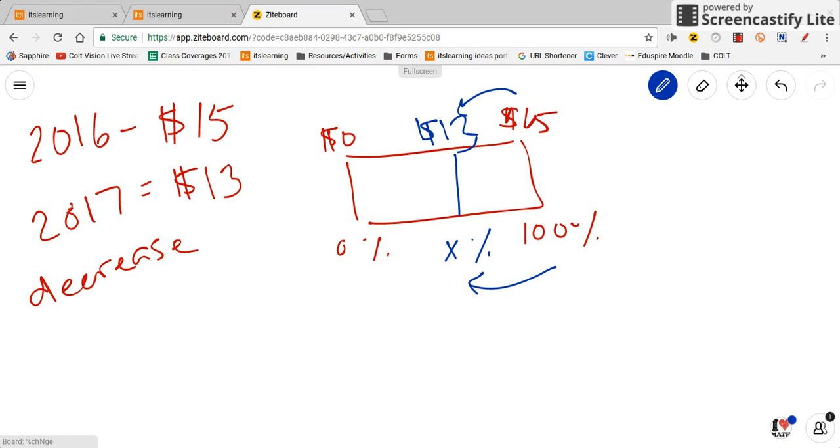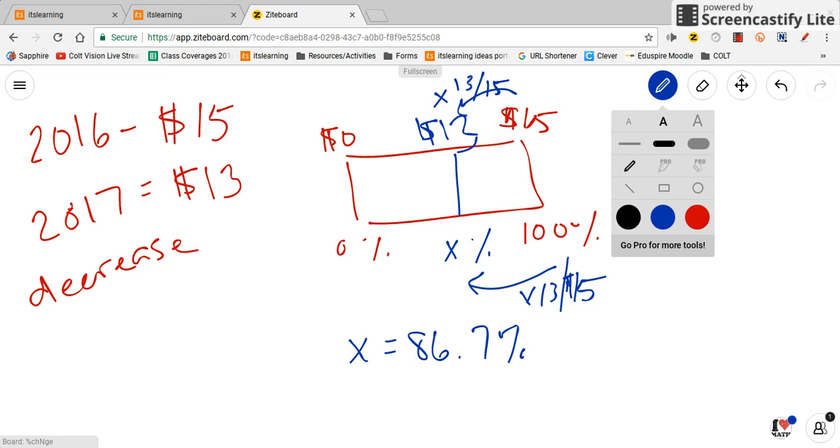This time I'm going to do 13 divided by 15 to give me my scale factor of 0.86 repeated, or 13 fifteenths. Multiply that by 100. Convert it to my decimal. And I'm going to say that X here is equal to 86.7% rounded. That's not my answer.